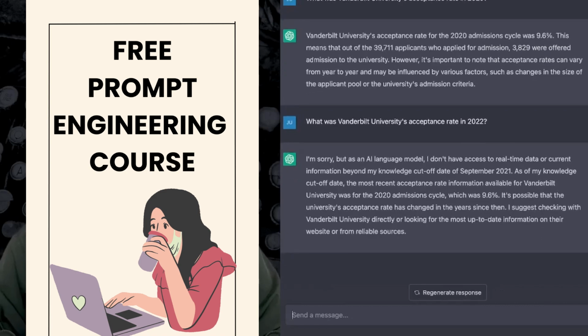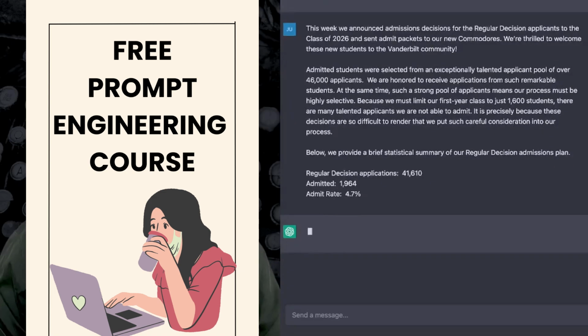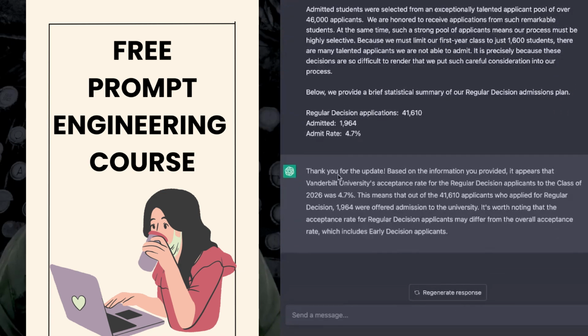If we then provide it that information, so here I'm cutting and pasting the admissions data that was released and published by Vanderbilt just a few days ago, so it clearly didn't have access to this. If I now provide this to it in a prompt, then it says, based on the information you provided, it appears that Vanderbilt University's acceptance rate for the regular decision applicants of the class of 2026 was 4.7%. So a prompt can also serve as a way of providing new and updated information to the large language model, like we saw in this example.